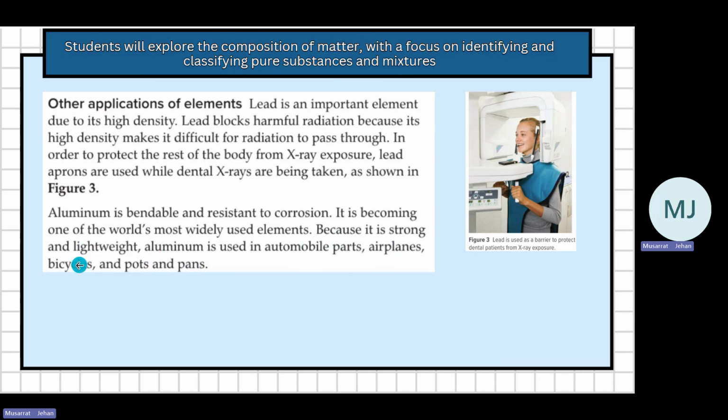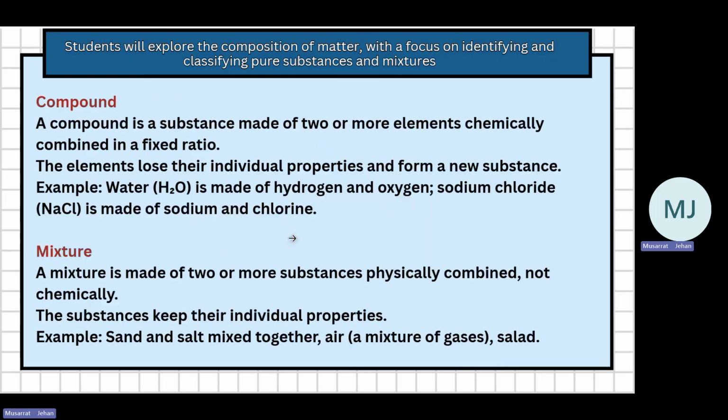So, the world's most widely used element. It is strong and lightweight, used in automobile parts, airplanes, bicycles, pots and pans. Then what is a compound? A compound is a substance made of two or more elements chemically combined in a fixed ratio. Two or more elements chemically combined in a fixed ratio.